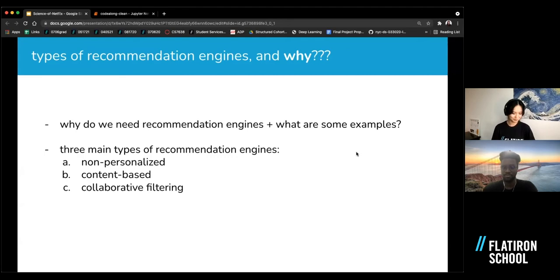Super cool. The 3 main types of rec engines we're going to talk about today are non-personalized, content-based, and collaborative filtering. The first 2, we're going to gloss over and talk about kind of how they would work. But the one I really want to focus on, which is actually one that Netflix really popularized, is collaborative filtering.